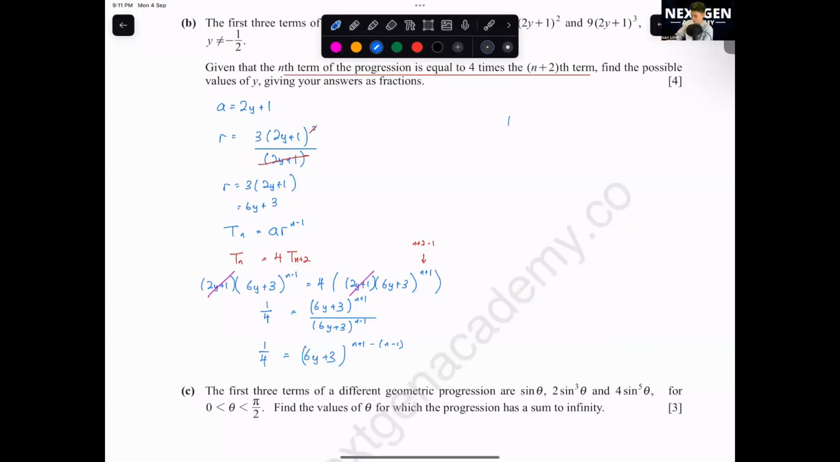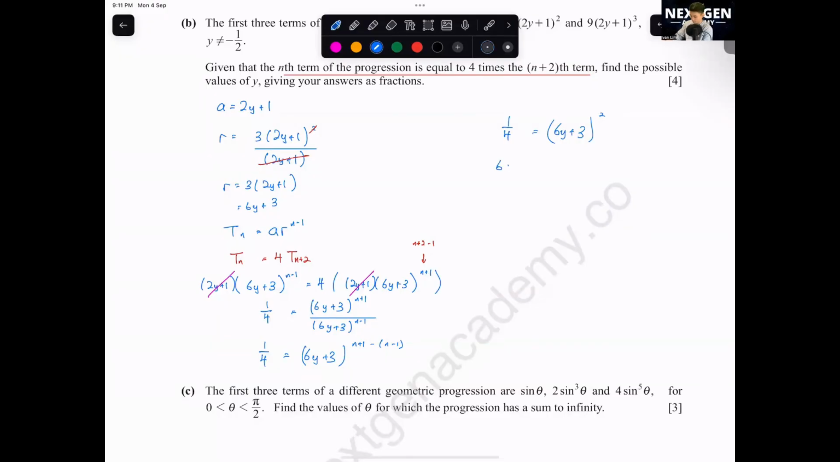Okay, so my here will be 1 over 4 equals 6y plus 3. Okay, n minus n will be 0. 1 plus 1 will be equals to 2. Okay, go and solve from here. So (6y plus 3) squared equals 1 over 4.